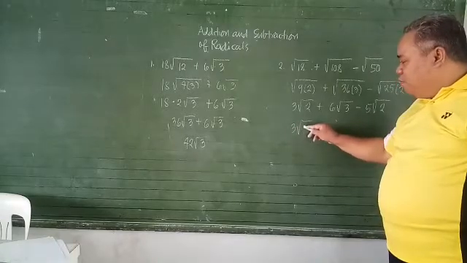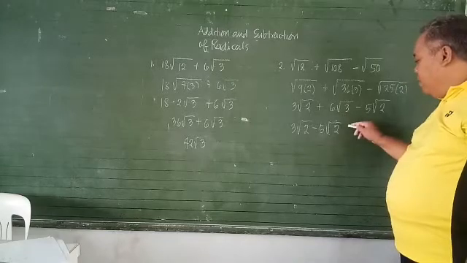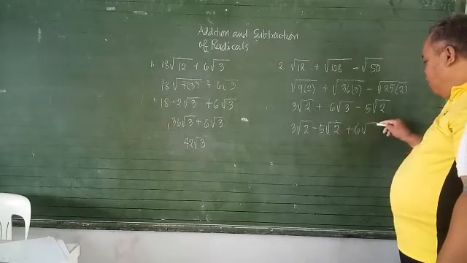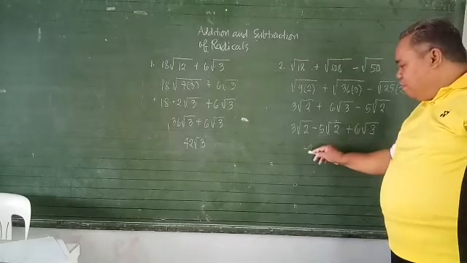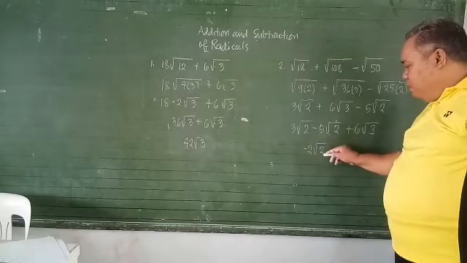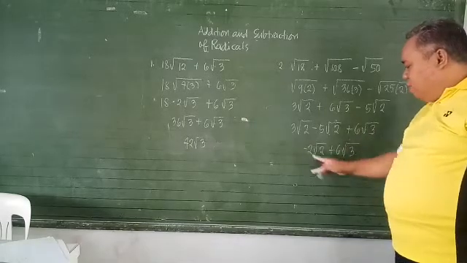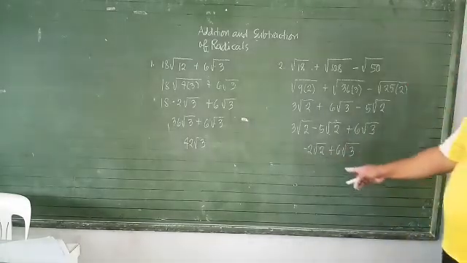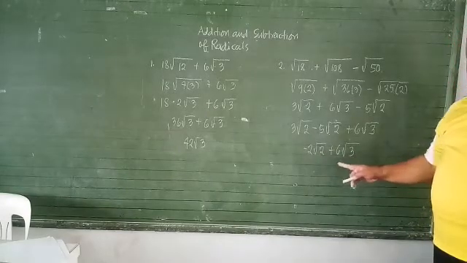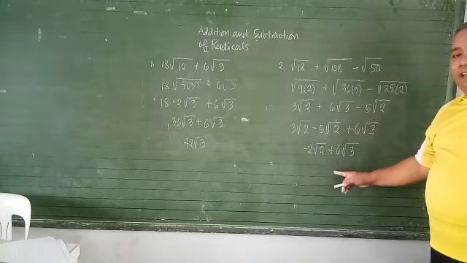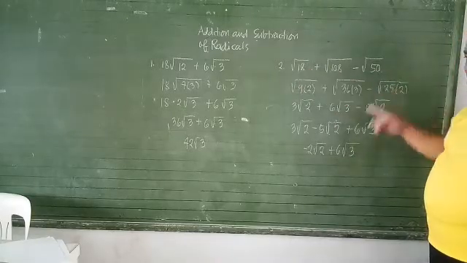3 square root of 2 minus 5 square root of 2, then plus 6 square root of 3. Then subtract 3 minus 5, that is negative 2 square root of 2, then plus 6 square root of 3. Can we add this one? Hindi pwede i-add, dahil ito ay square root of 2, ito may square root of 3. So in this case, this would be the simplified form of these radical expressions.